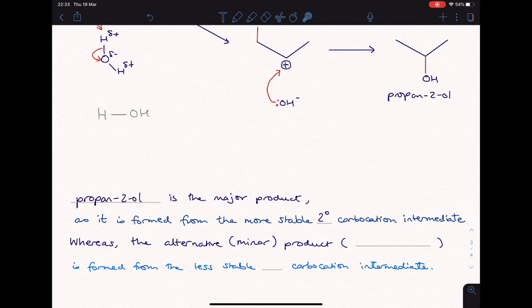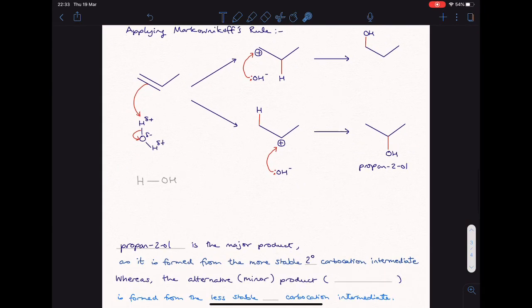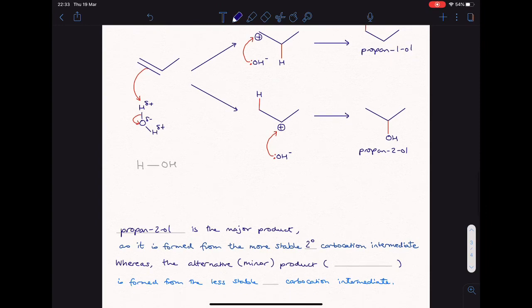Whereas the alternative minor product, in this case, it will be the propan-1-ol. So, whereas the minor product, propan-1-ol, is formed from the less stable, and this was formed from the less stable, that's the primary carbocation intermediate. So this is the wording you should use to explain which is the major product, which is the minor product.